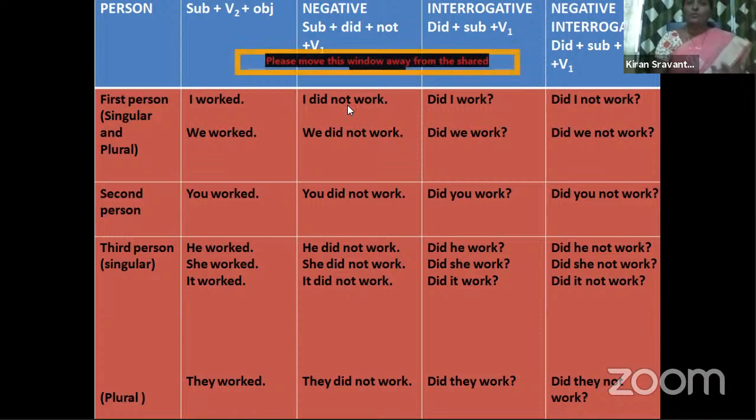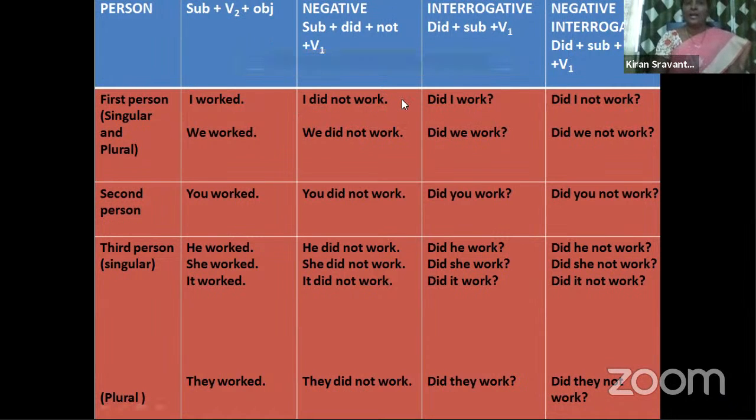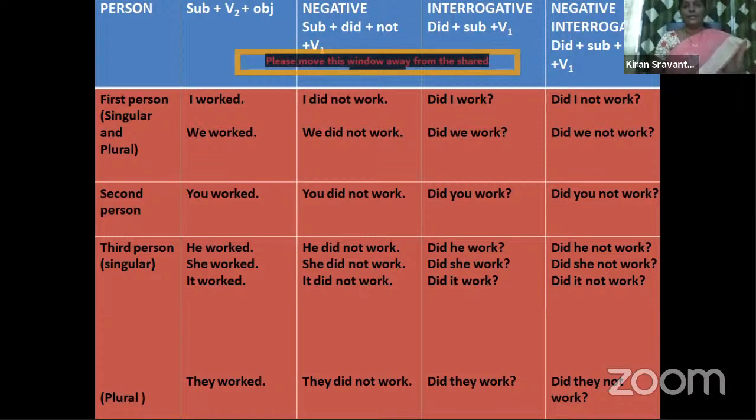And when we say I did not worked, that will come mostly in correction of sentences. Many times even people say I did not bought, I did not came yesterday. No, I did not come, I did not go, I did not eat, I did not listen. So when you use did, remember that it should be followed by V1. So I did not work, we did not work. Coming to second person, you did not work. And third person, he did not work, she did not work, it did not work, and plural, they did not work.